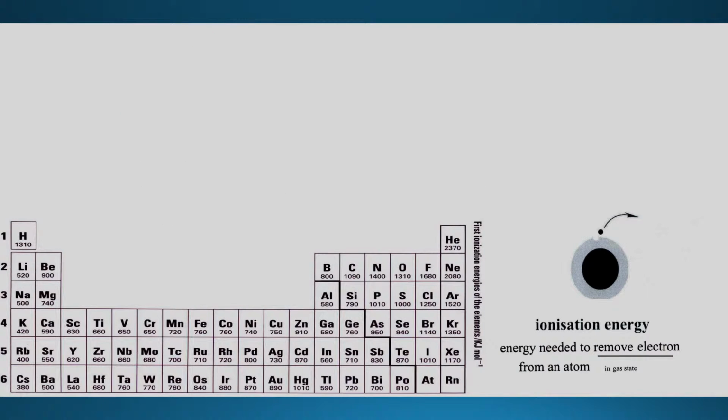What is ionization energy? Now let's redefine. Ionization energy is a measurement to see how much energy you need to remove an electron from an atom. And now let's explain what that means. I'll give you an example.